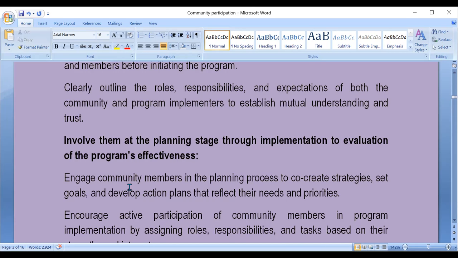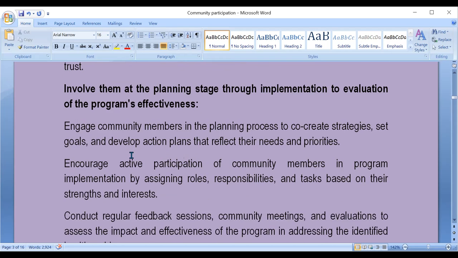At the evaluation stage, that is when we are trying to evaluate the effectiveness of the program, you are also going to involve them so that they will understand and know this is actually for their own good. Engage community members in the planning process to co-create strategies, set goals, and develop action plans that reflect their needs and priorities. Encourage active participation of community members in the program implementation by assigning them roles, responsibilities, and tasks based on their strengths and interests. You see what I explained earlier.